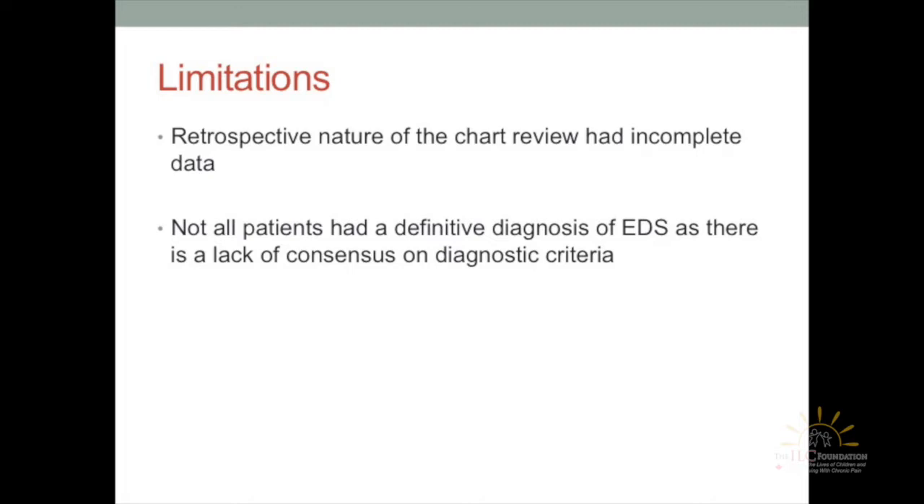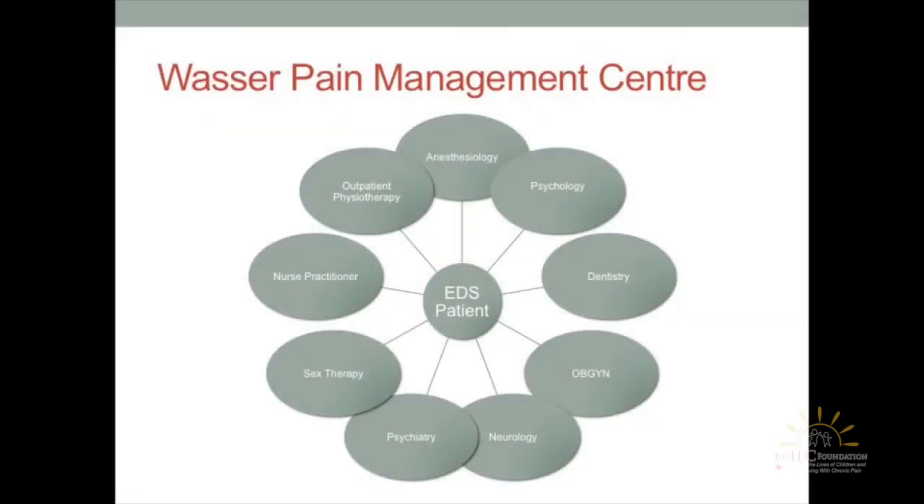So what can we do with the information that we've gathered? At the Wasser Pain Management Center, it's a multidisciplinary group. We have specialists from all sorts of health fields: anesthesia, psychology, dentistry, obstetrics, neurology, psychiatry, sex therapy, nurse practitioners, as well as outpatient physiotherapy. So if the patient complains of chronic pain and injections are needed, anesthesia might do that. If they have some other type of pain, neurology might see them. If there's dyspareunia or some sort of sexual dysfunction, sex therapy can see them. Or if they have mobility problems, outpatient physiotherapy.